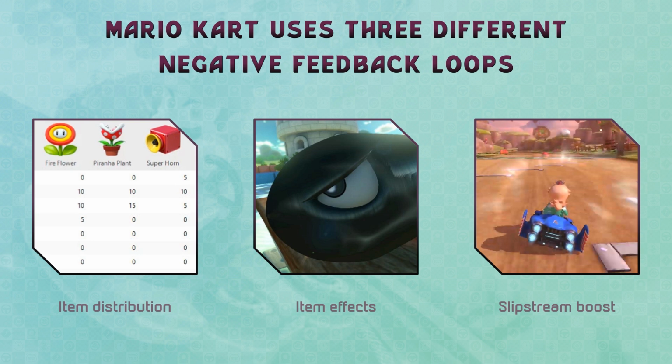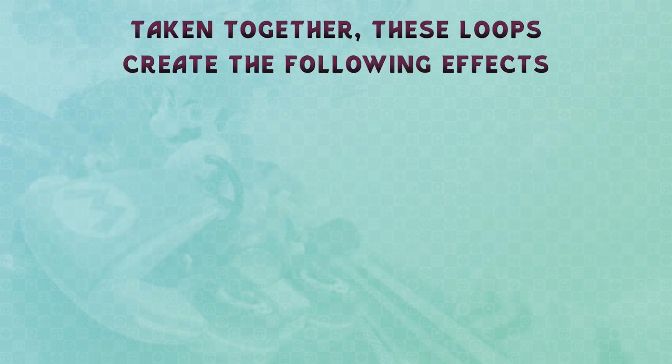Players who are struggling receive better items than those who are doing well. Then we have the item effects that disproportionately affect those players ahead of the person using them. And then we have the slipstream boost, where with more players ahead of us, there are more opportunities to gain the slipstream boost and overtake them. Three different mechanics, but all of them are negative feedback loops. And if we take them together, there are a couple of different effects or dynamics those loops create during play.